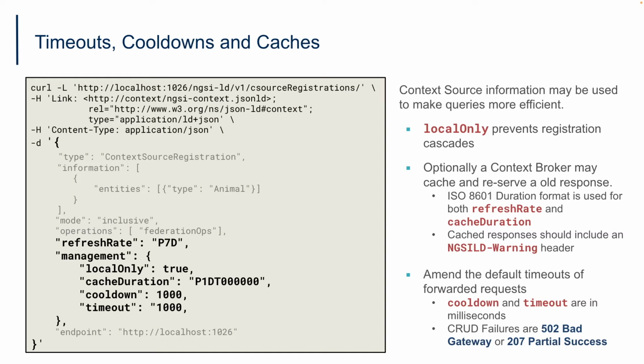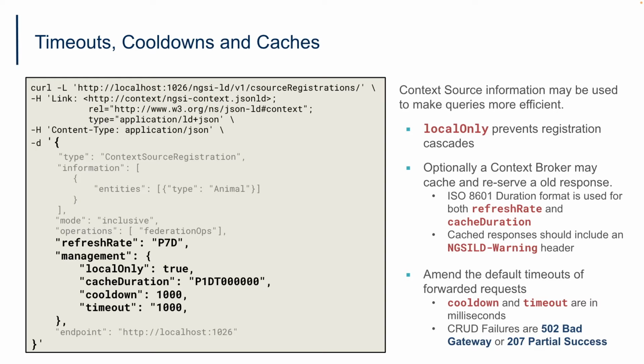There are additional elements which can be used to reduce the amount of traffic on the system. This is mainly the refresh rate and the management. Refresh rate and management may be used by context brokers. They're not always used by context brokers. But the refresh rate, for example, is saying, I've got an endpoint. It only updates once every day or whatever. So you don't need to keep asking me all the information. You can cache it if you wish.